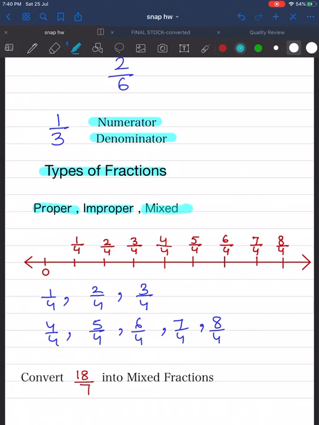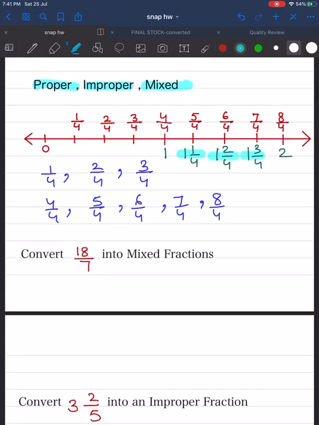Now a mixed fraction is a combination of a whole number and a proper fraction. Now here 4 on 4 can be written as 1. Now if I add 1 on 4 to 1 I get 5 on 4. So I write here 1 1 on 4, 1 2 on 4, 1 3 on 4 and here 2. So 1 1 on 4, 1 2 on 4, 1 3 on 4 are mixed fractions. Now mixed fractions and improper fractions are related.